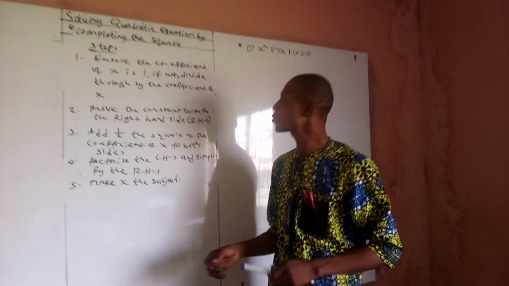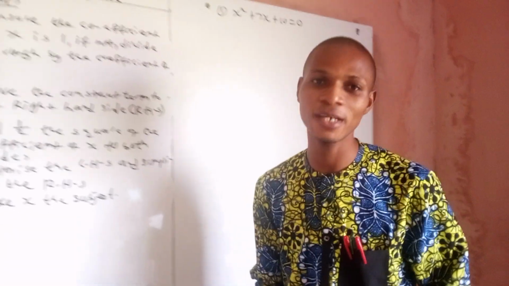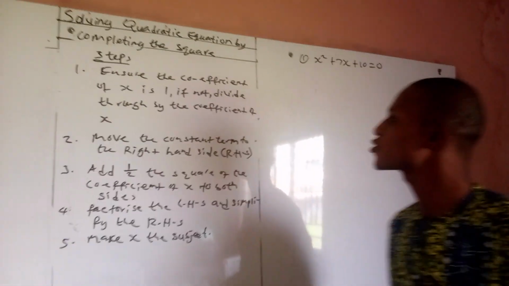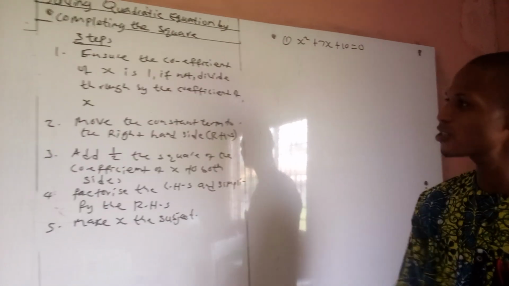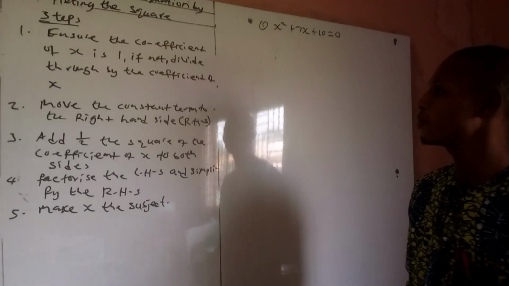Today, we want to solve quadratic equations by completing the square. In my last video, I showed you how to solve by the factorization method. So we are going to the next method of solving quadratic equations, that's by completing the square. So these are the steps we will use to solve quadratic equations by completing the square.